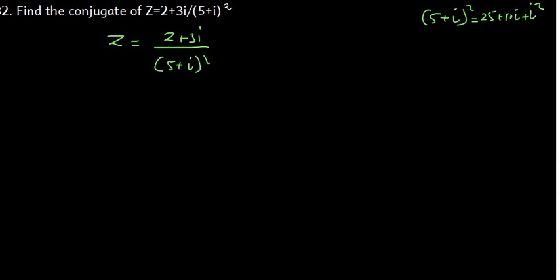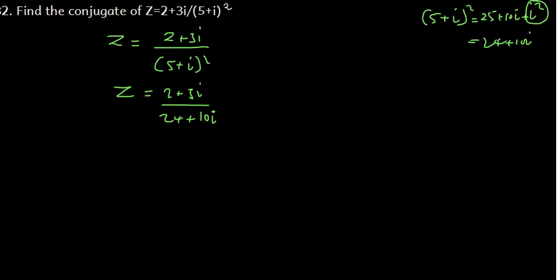So if we wanted, we would say (5 + i) times (5 + i) again. We can go with this, it will still give us the same value. Now we know that i squared is a negative 1. So that will be negative 1 plus 25, which will give us a 24. So this will be 24 + 10i. And so z will be equal to (2 + 3i) divided by (24 + 10i).